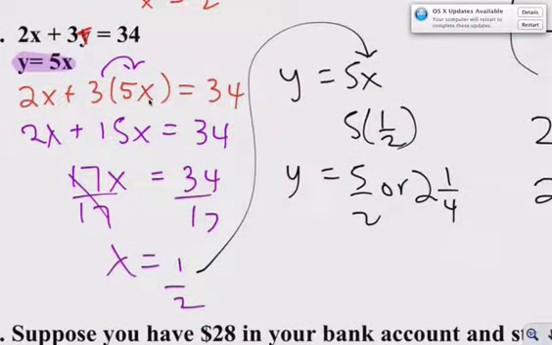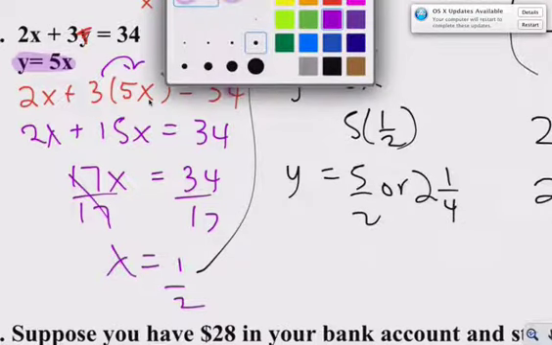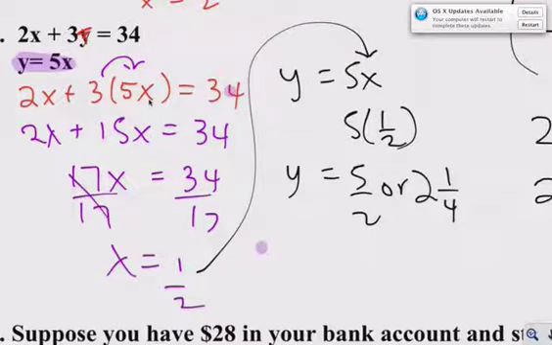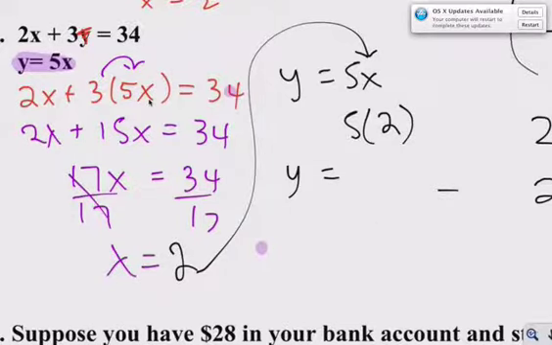Let me go back. Oh my gosh. This, the answer is 2. Oh my goodness. Okay, the answer is 2. Good thing for checking, right? The answer is 2. Oh my gosh, then y is 10.